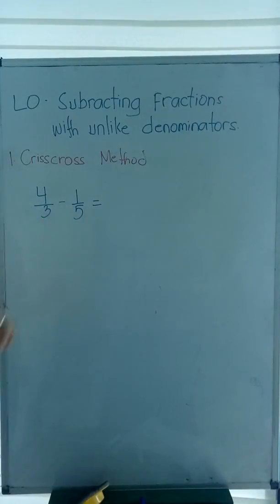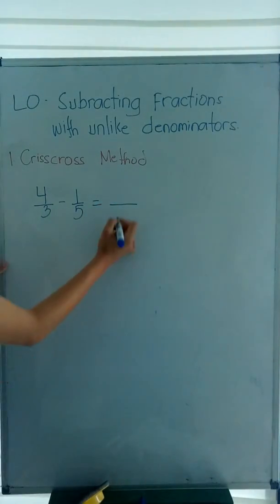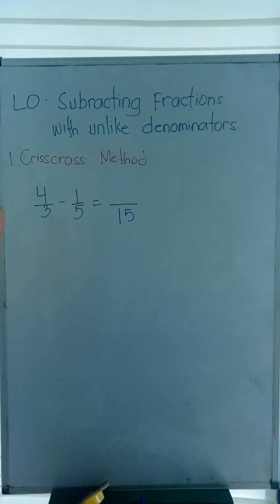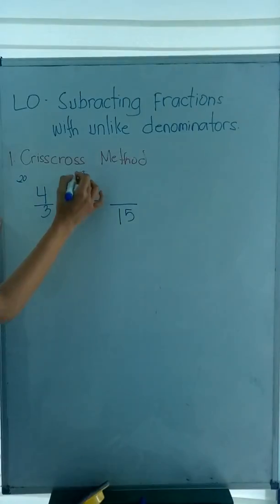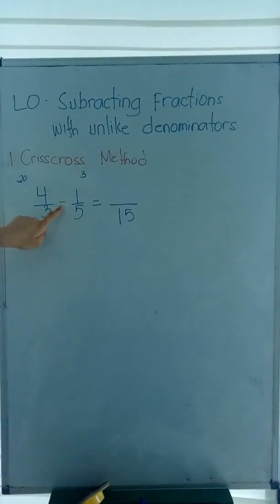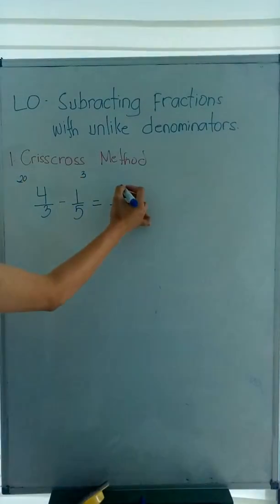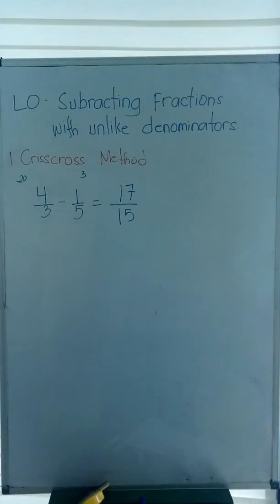So 3 times 5 equals 15. And then crisscross method, you multiply 5 times 4. 5 times 4 is 20, you write 20 here. 3 times 1, we write 3 here. Now we are going to subtract or take away. You check the sign, we're going to take away. 20 take away 3 equals 17. Okay, so this is our answer.